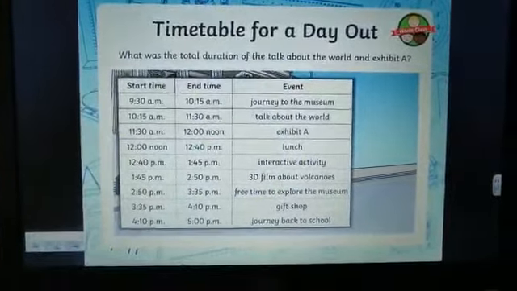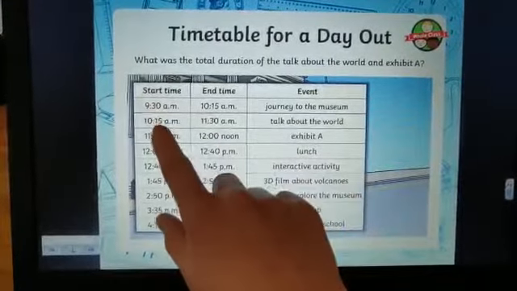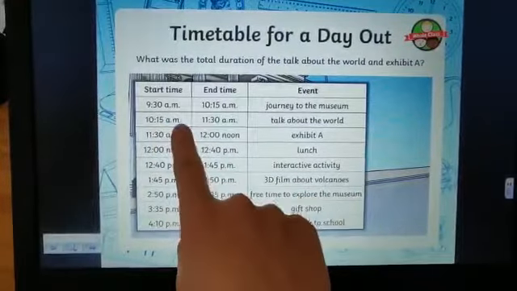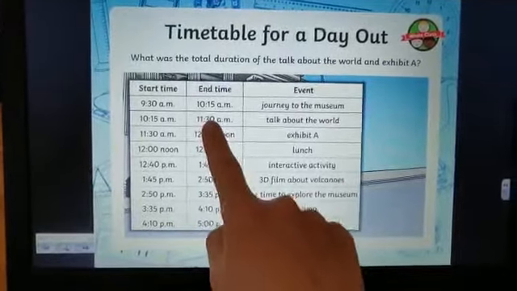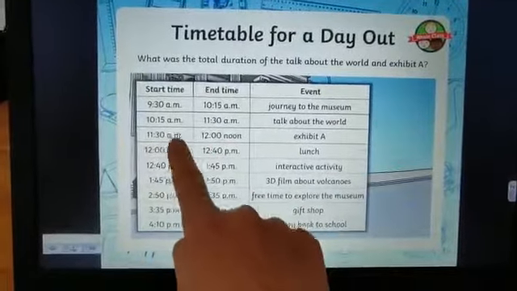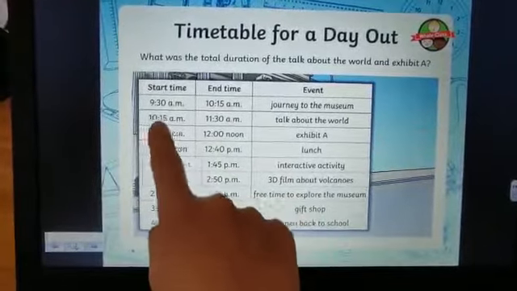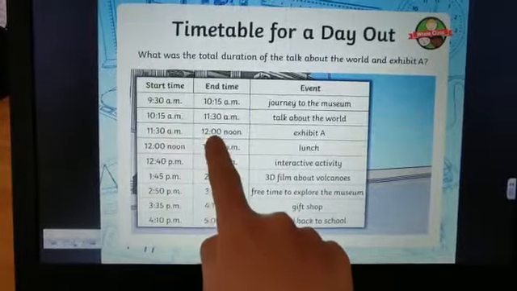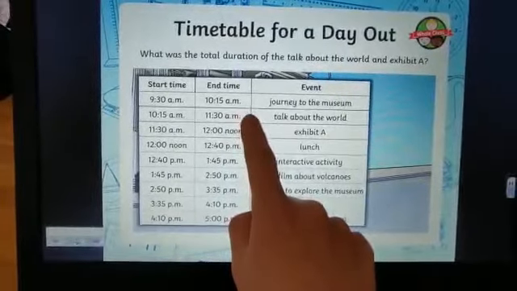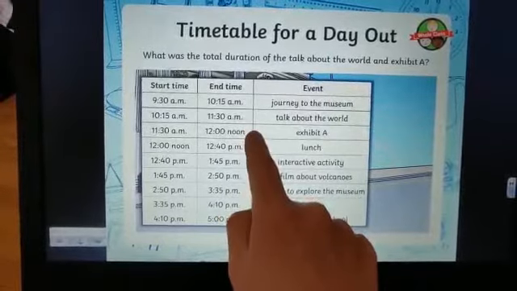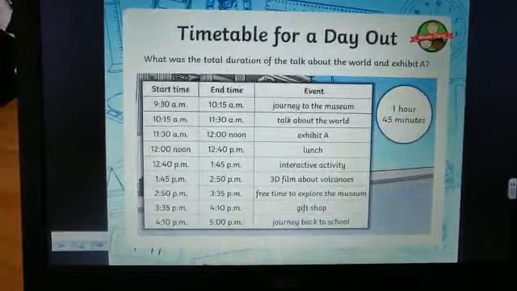So we need to find the start of talk about the world, which is here, 10:15 a.m. to 11:30 a.m. And then Exhibit A is from 11:30 a.m. to 12 noon. So they run one after the other. So I can just take it from 10:15 a.m. to 12 noon. Or I could add up how long that event is, add up how long that event is, and add them together. So 1 hour and 45 minutes.